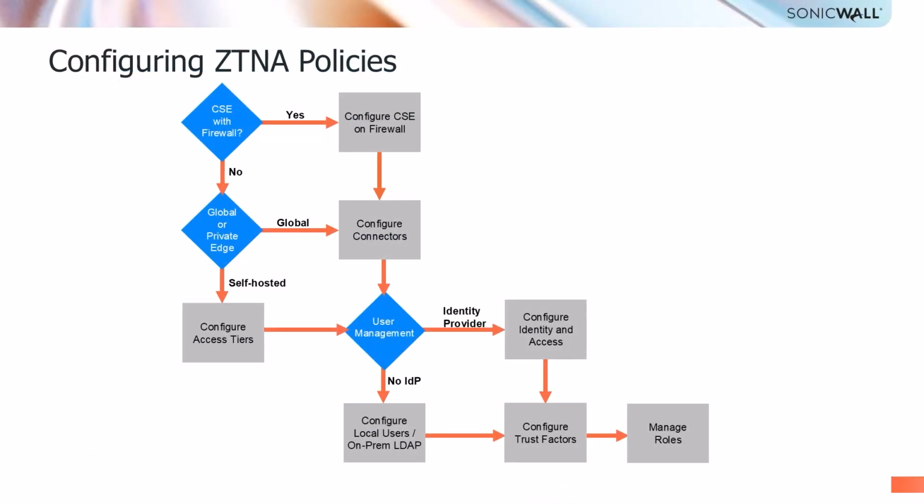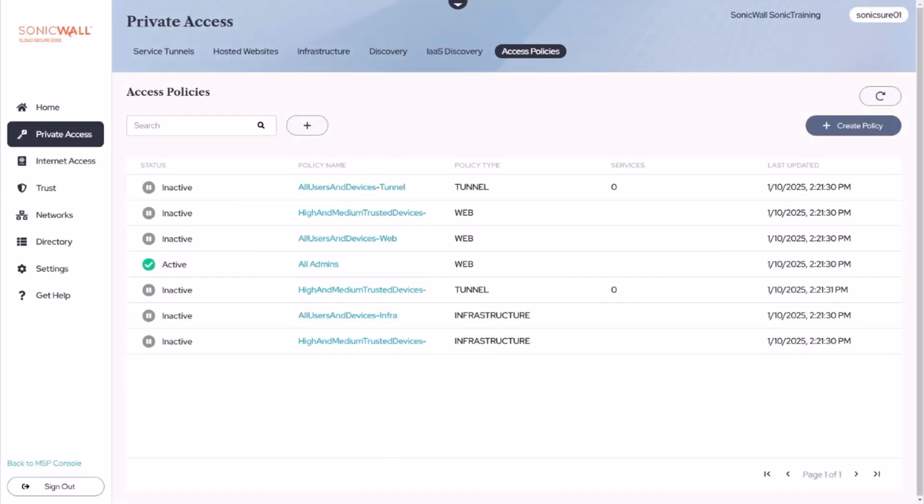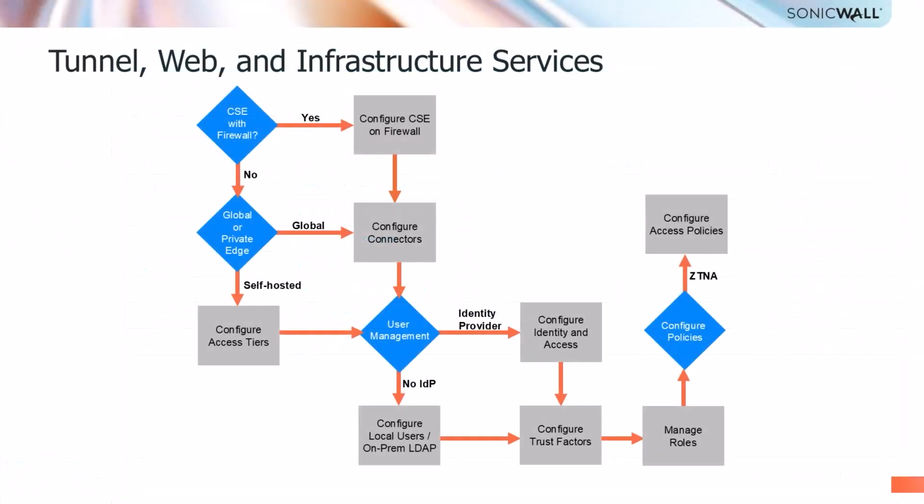Next, configure the CSE Zero Trust Network Access policies. To configure ZTNA, you need to configure an access policy that enforces which users have access to protected services. Access policies are defined by what role can access a service, the required trust level, and additional configurations. There are 3 policy types: tunnel, web, and infrastructure.